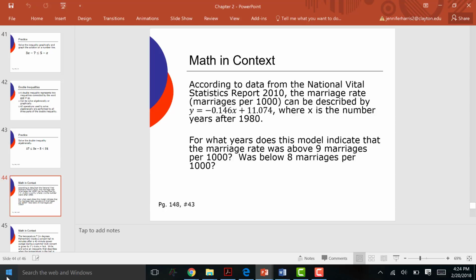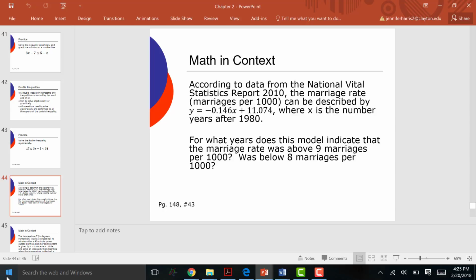All right, it says, for what years does the model indicate that the marriage rate is above 9 marriages? Okay, above in math means what? Greater than, less than, or not equal to, which one? Greater than. So I'm going to take the equation that they gave us: -0.146x plus 11.074. And they want to know when the marriage rate is above 9, so I'm going to put greater than 9. Above means greater than, right?